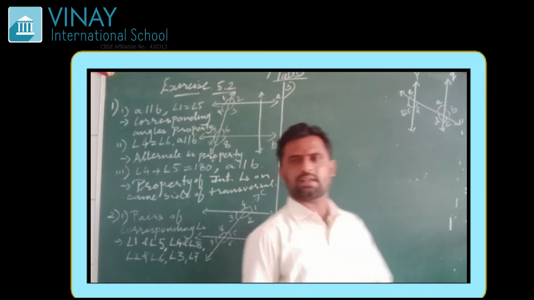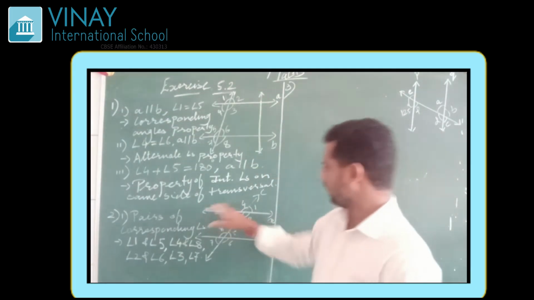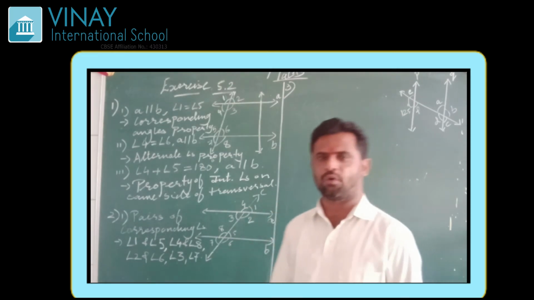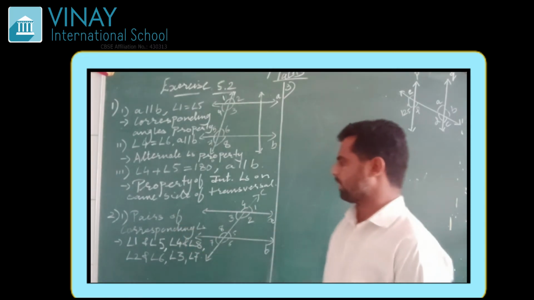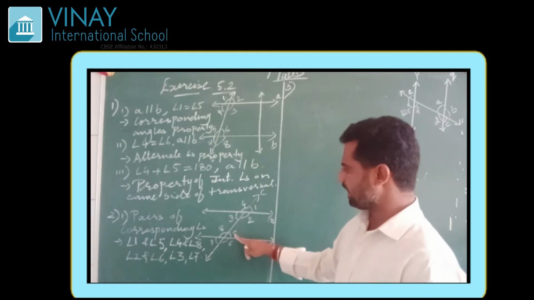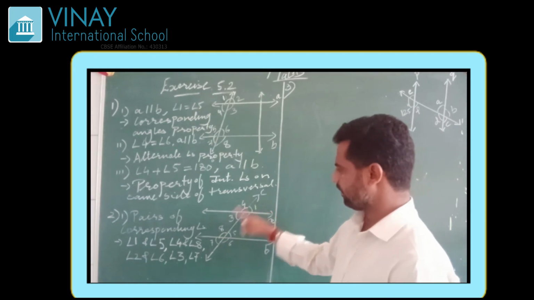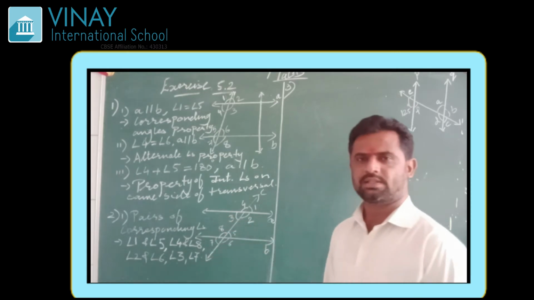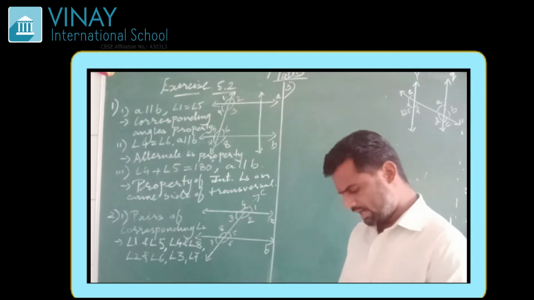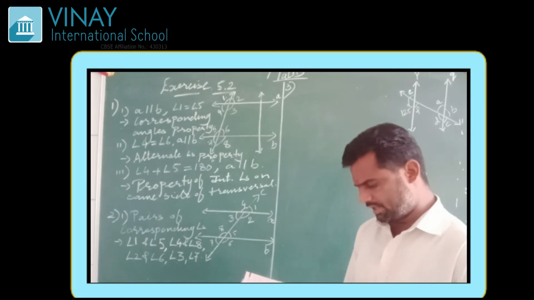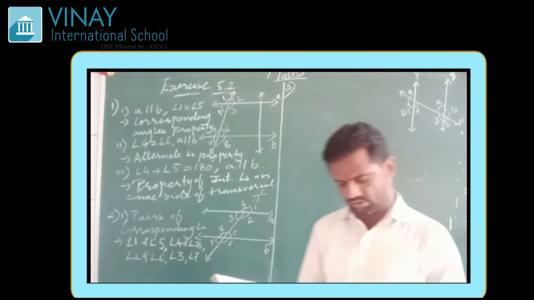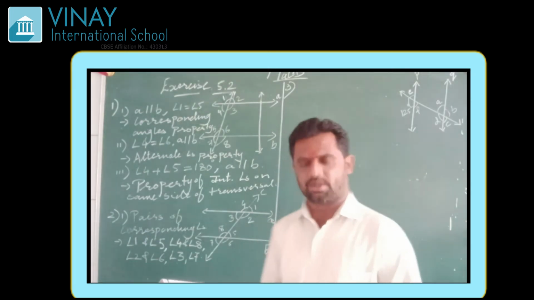We had studied that when a transversal passes through two distinct lines, it will form four pairs of corresponding angles: angle 1 and angle 5, angle 4 and angle 8, angle 2 and angle 6, and angle 3 and angle 7. Now, for the second part, alternate angles, interior angles on the same side of the transversal, and vertically opposite angles, you can do yourself. Let us come to question number 3.